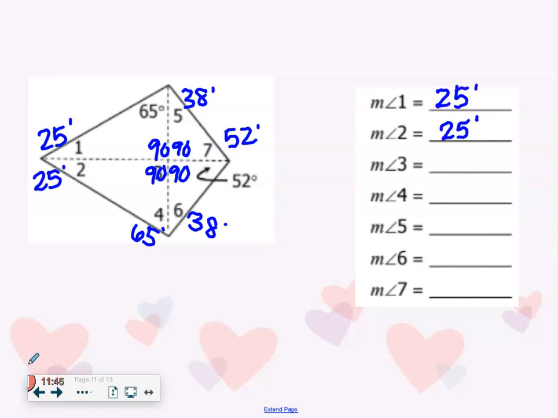So why are 1 and 2 25? Because they're 25 plus 90 plus 65, so they need to add up. You have this triangle here, so subtract 90 and 65 from 180. Why do we agree with 38? Because 6 and 5 are the same. Right, but where did 38 come in? Because this angle is 52, so subtract 90 and 52 from 180 to get 38 right there.